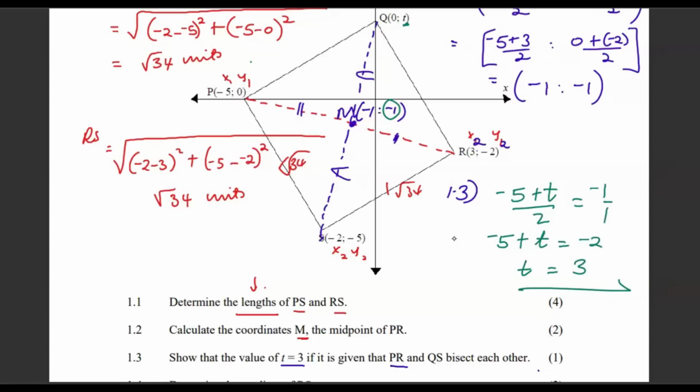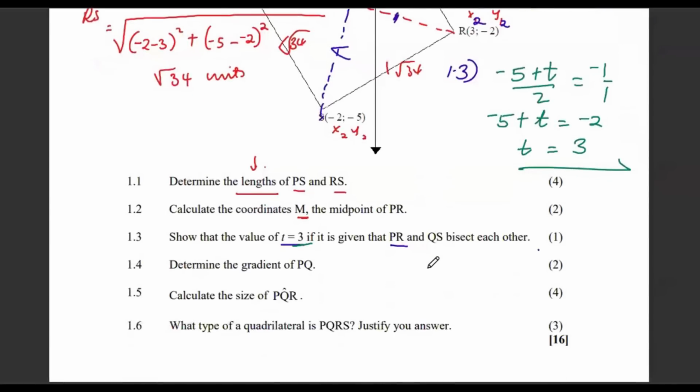Alternatively, since they're asking us to show that T is equal to 3, if it's given that by 6, all you can do is substitute this with a 3 and try to get the midpoint. If it gives you that, well and good. That could also be an option.